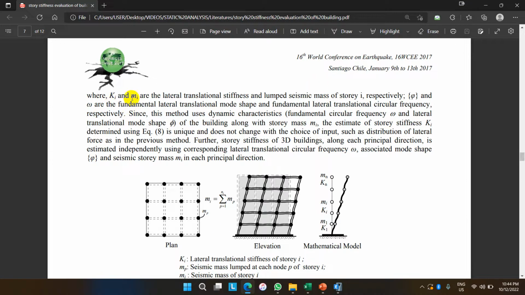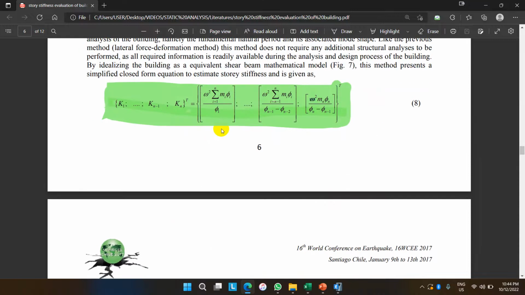Ki and Mi are the lateral translational stiffness and lumped story mass at each story. Here, for our case, we have the 13-story building, so the stiffness ranges from K1 to K13. The transpose is in row form, and after transposing, we will get the stiffness of each story in one column, story-wise or floor-wise, along the height of the structure.